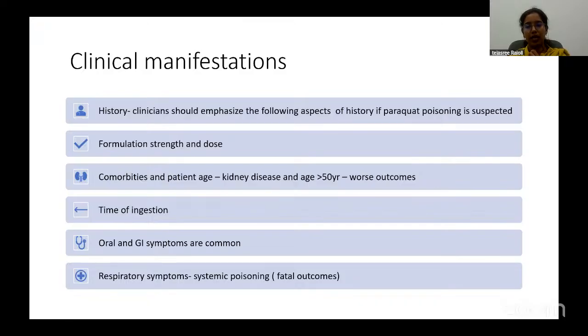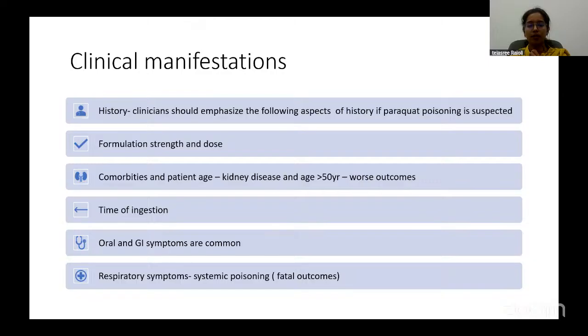The clinician has to emphasize certain aspects of the history when paraquat poisoning is suspected: how many ml have been taken, at what time, and what strength and dose. Most of the time, comorbidities and patient age matter, because a patient with already existing chronic kidney disease and age of more than 50 years will have a much worse outcome. Time of ingestion is very important to initiate our extracorporeal therapies.